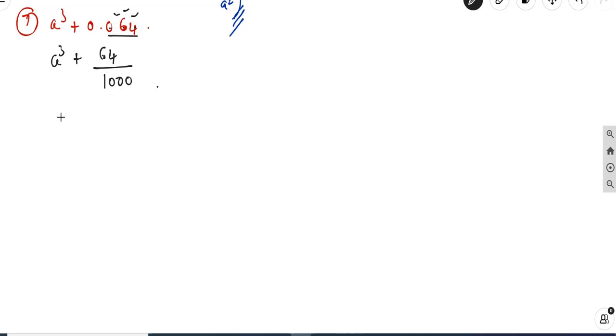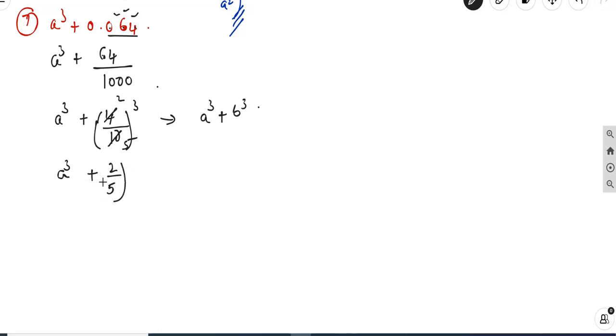So how do I write this? I can write this in terms of a cube plus 64, which means 4 cubed, and 1000 means 10 to the power of 3. Okay. So I hope you know 4 into 4 into 4 is 64, and 10 into 10 into 10 is 1000. So this is in the form a cube plus b cube. Okay. So we'll use the formula. If you want, you can do one more step here. If you want, you can cancel this. So this and this will go for 2, 2 twos are 4, 2 fives are 10. So the equation becomes a cube plus 2 by 5 to the power of 3.